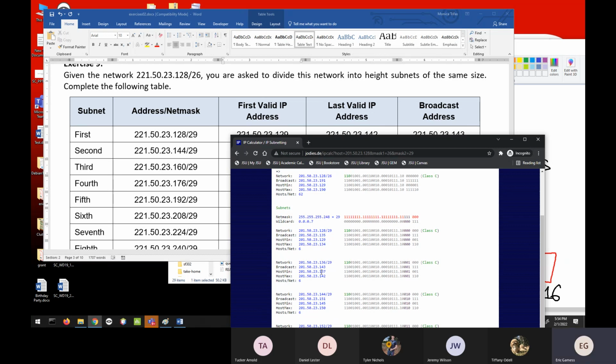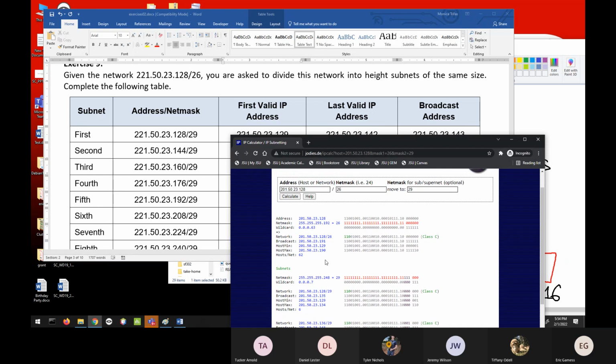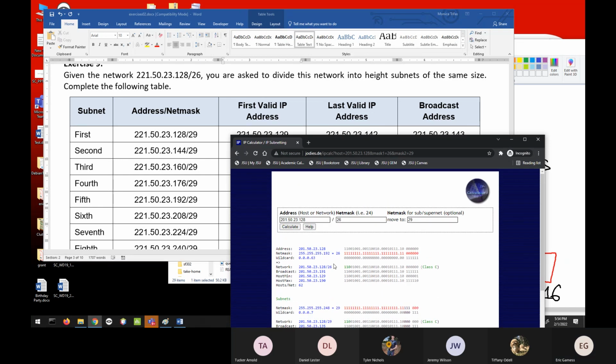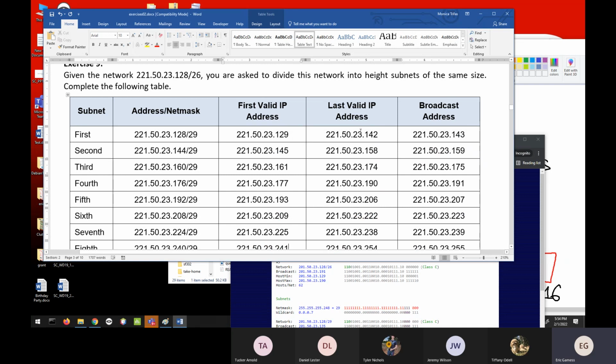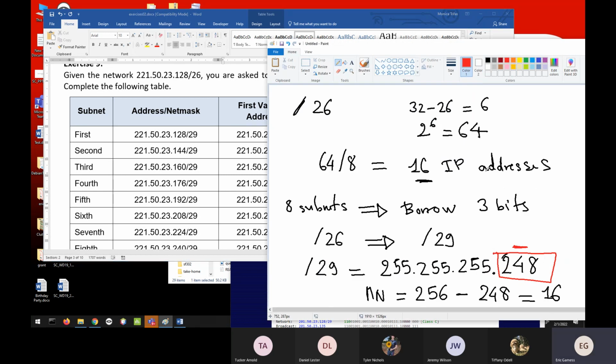I guess we used 16 instead of 8. What did we do wrong? 16 to 8. Where? We used 16 instead of 8. The size of the original network was 64, isn't it? Yeah, /26 is 64. 64 divided by 8 is 16. 64, oh my God.